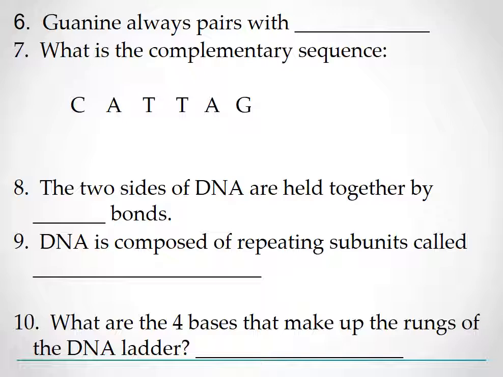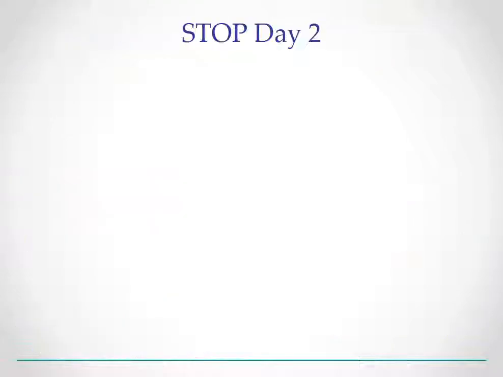They're very weak. DNA is composed of repeating subunits. Remember those 3 parts they have to have? You have to have a base, a sugar, and a phosphate group. What is that repeating subunit called? A nucleotide. So what are the 4 bases? Adenine, thymine, guanine, and cytosine.